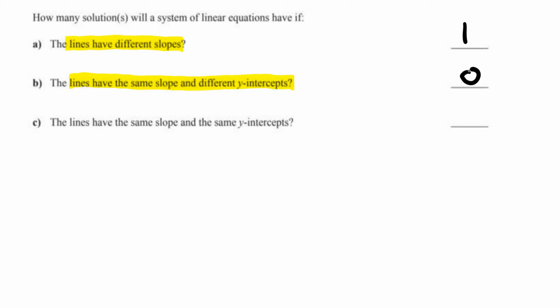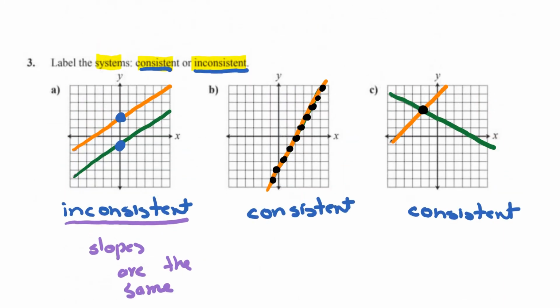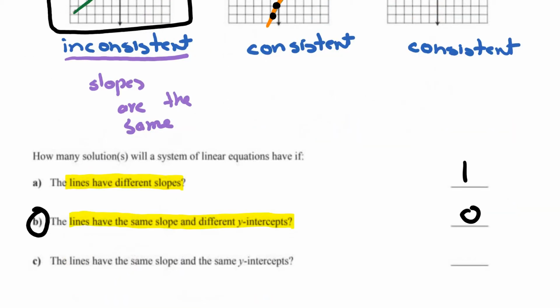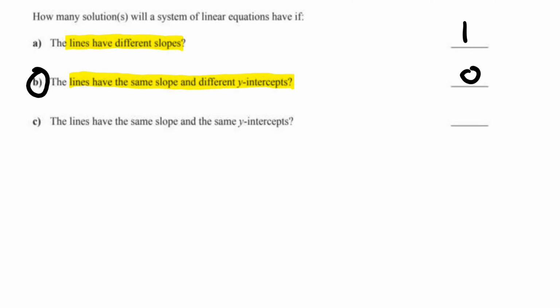So this letter right here, 2B, is the same thing as this situation right here, right? We just talked about that: different y-intercepts, but the slopes are the same. So you'll notice that these two lines, the orange and the green line, will never intersect. So let's just say we have 0 solutions there.